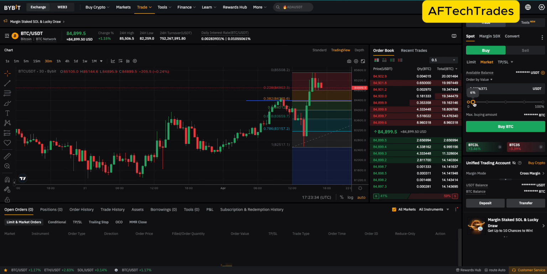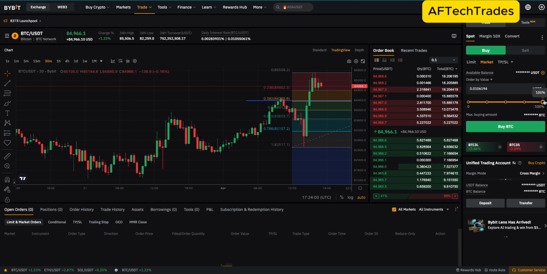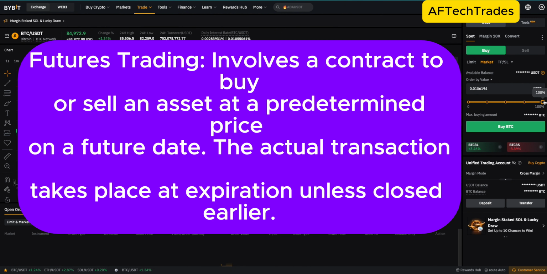Or use a percentage, let's say 5% of your total capital, 25%, 50%. Just drag it to the percentage. You can use 100%, meaning you want to buy with 100% of your capital. That means if you have 1,000 USD in your account, you buy a whole 1,000 USD. So with this trading, there is no leverage. You are buying with your own money. I hope you get it. While futures trading involves a contract to buy or sell an asset at a predetermined price on a future date. The actual transaction takes place at expiration unless closed earlier.